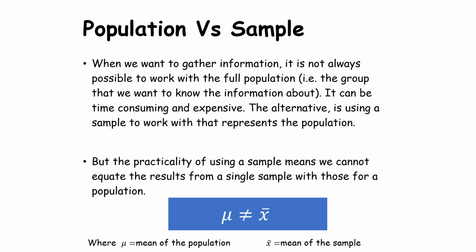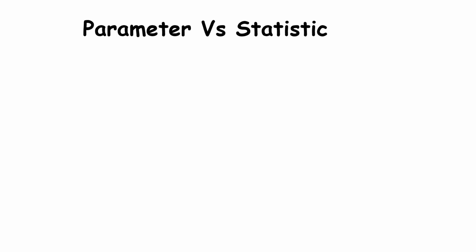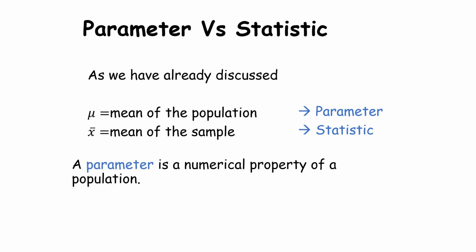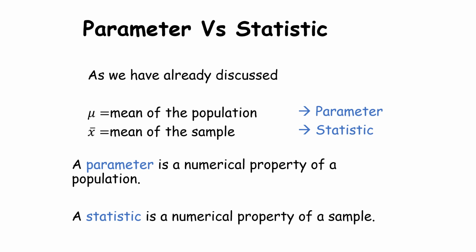Just a quick reminder, mu is equal to the mean of the population, x bar is the mean of the sample. We already know that, but I'm going to give you two new words now. Mu is actually called a parameter and x bar is called a statistic. A parameter is a numerical property of the population and a statistic is a numerical property of a sample. We have seen in mock questions where they've worded things around a parameter or a statistic, and just so you're aware of what they mean, there's our definition here.